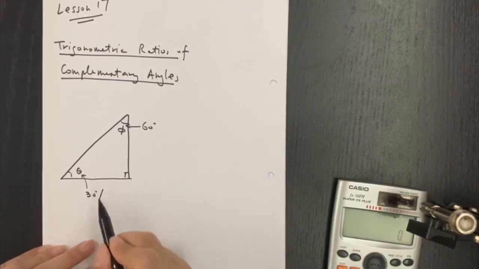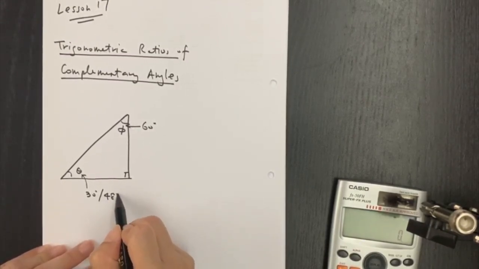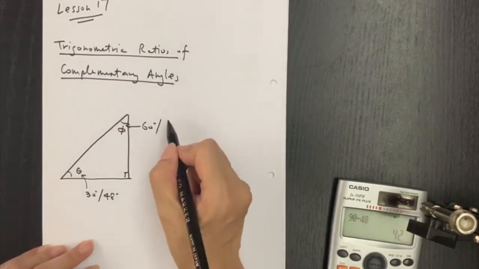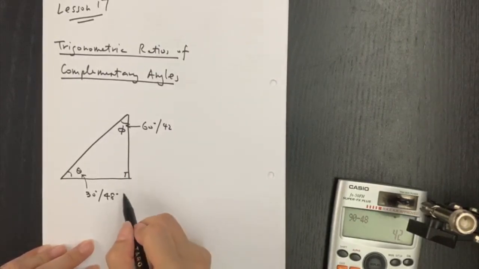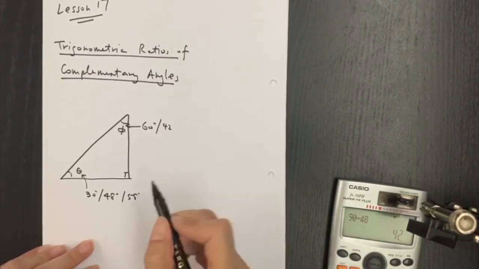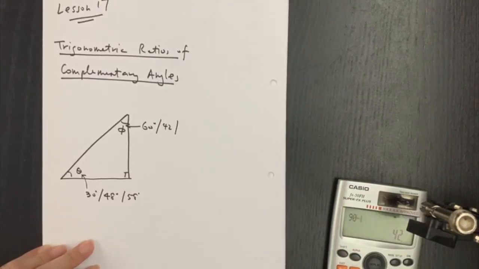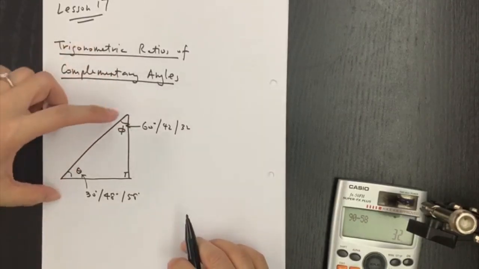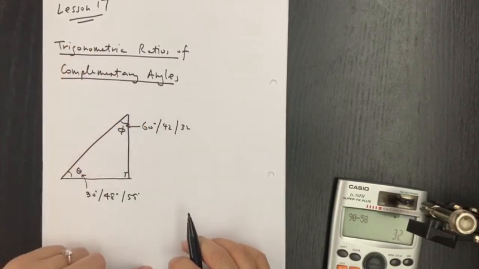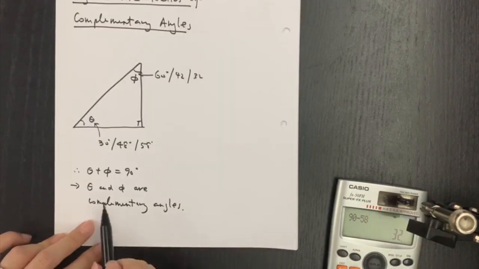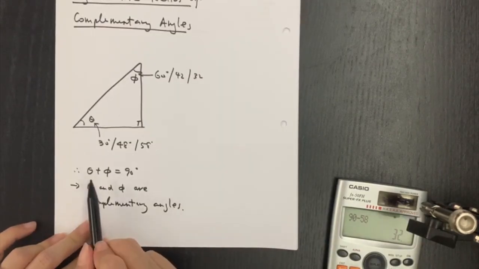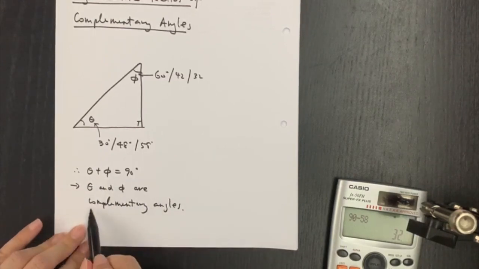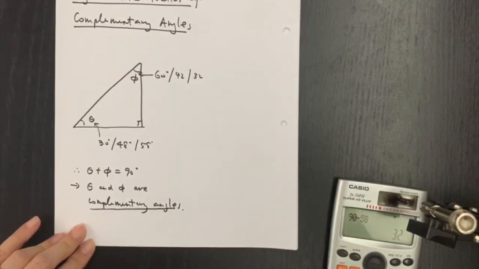Okay, so also, what about if this angle is 48? Then this angle will be 90 minus 48, so this is 42. And what about if this angle is 58? Then this angle will be 90 minus 58, and that will be 32. So we say these two angles are complementary angles. Here we have the conclusion: if the total of theta and phi is 90 degrees, then we say these two angles are complementary angles.